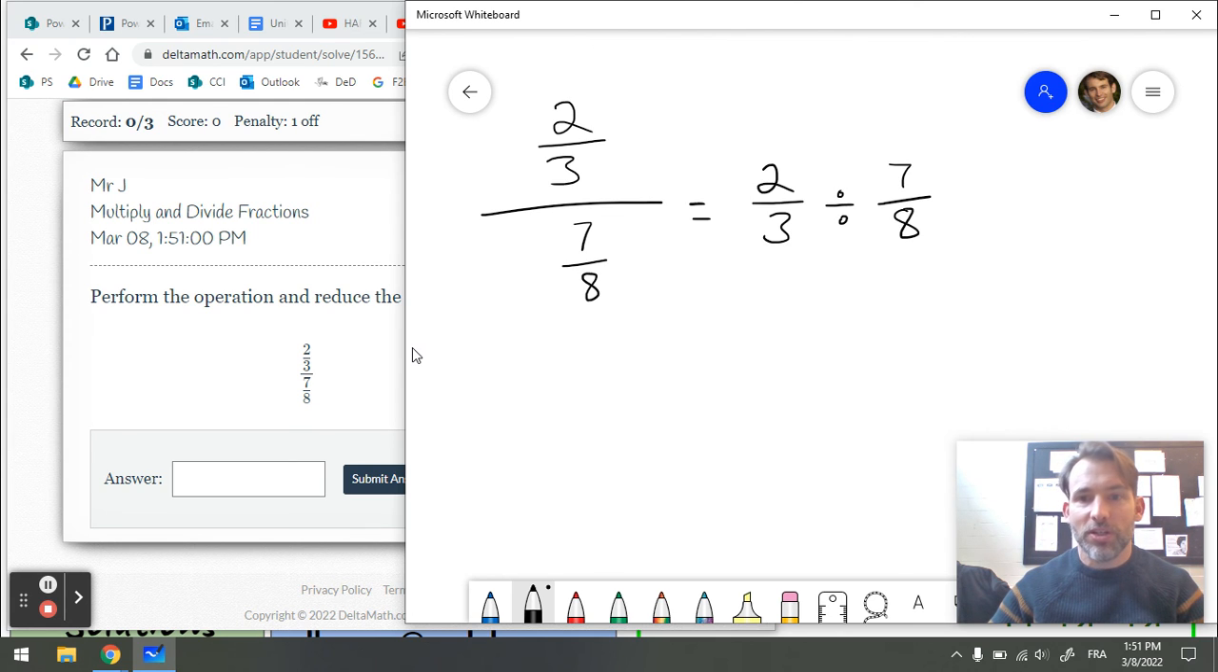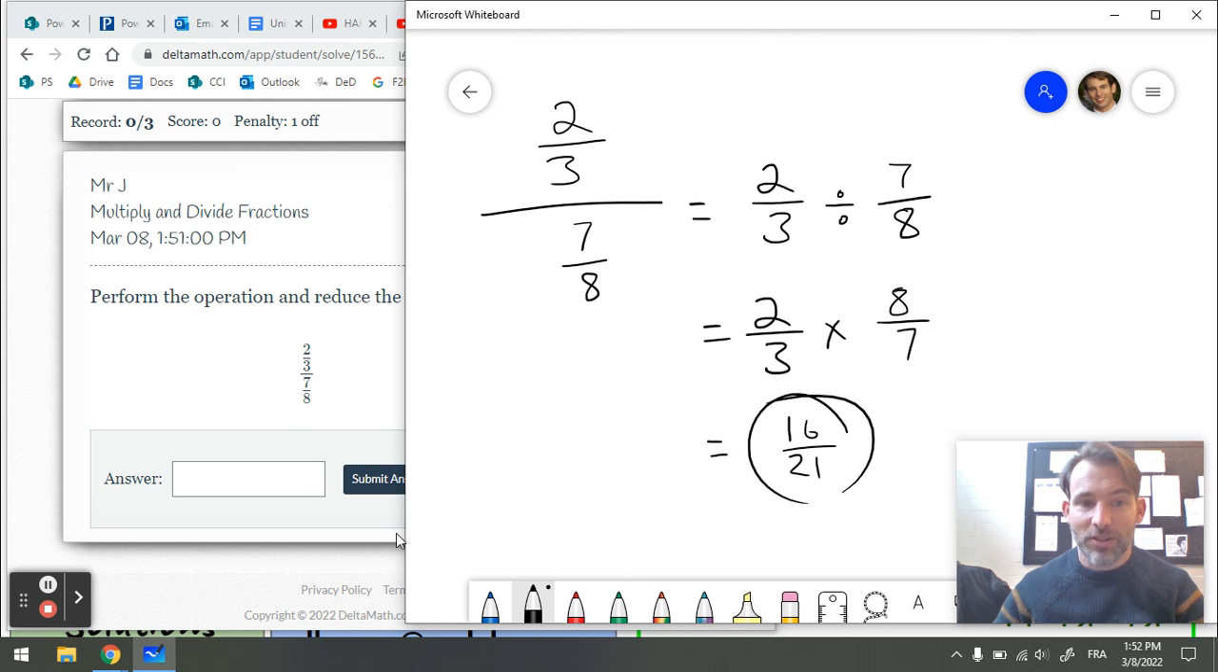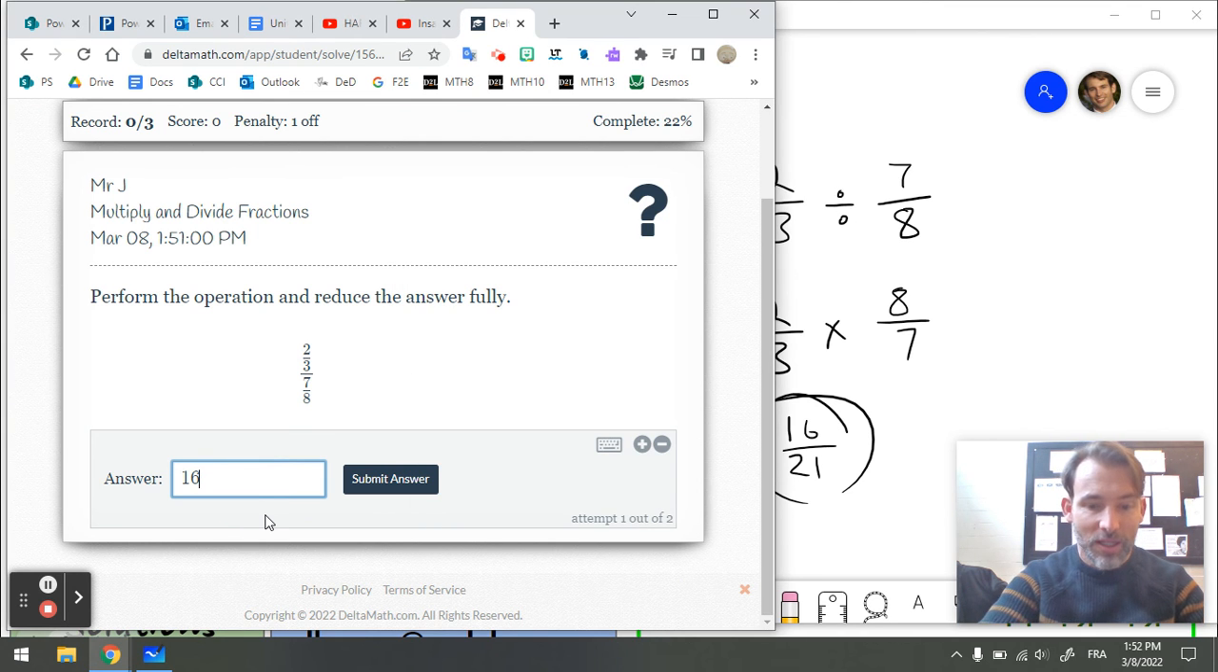So I would write this horizontally first. And here I have a division of fractions question. To divide fractions, you flip and multiply. You keep the first one, change it to a multiplication question, and flip the second. Now, multiplying fractions is very straightforward. You multiply top times top, and that's over bottom times bottom. 2 times 8 is 16. 3 times 7 is 21. This is the answer, 16 over 21.